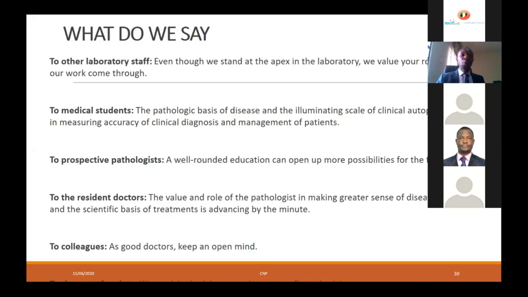What we say to the medical students, the pathologic basis of disease and the illuminating scale of clinical autopsies is central in measuring accuracy of clinical diagnosis and management of the patients. What we say to the pathologists, a well-rounded education can open up more possibilities for the future. What do we say to the resident doctors? The value and role of the pathologist in making greater sense of disease mechanisms and the scientific basis of disease is advancing by the minute, and therefore everybody must keep abreast of that.